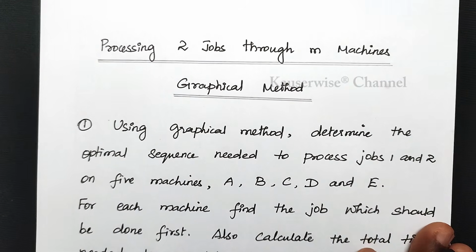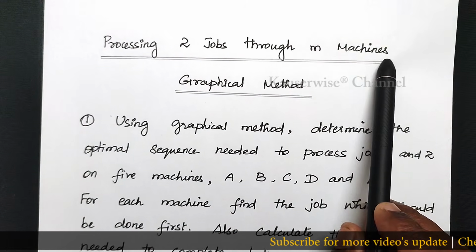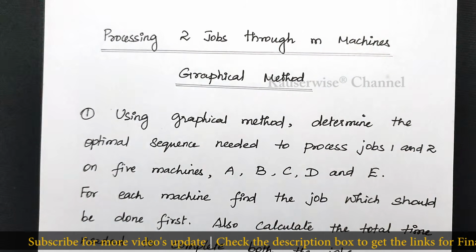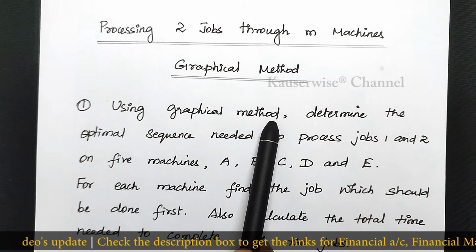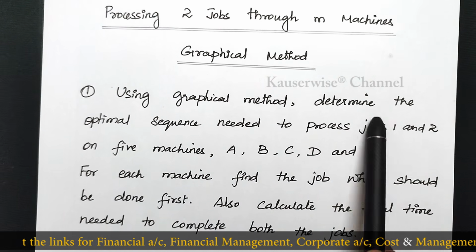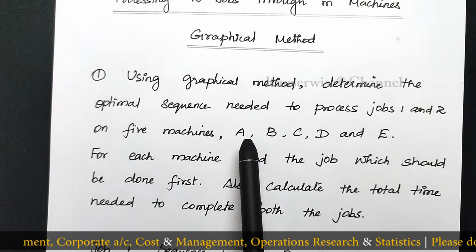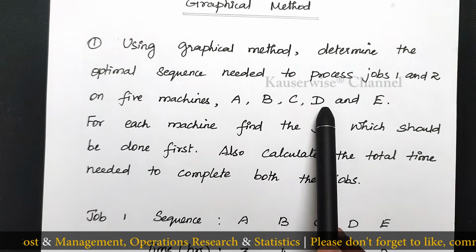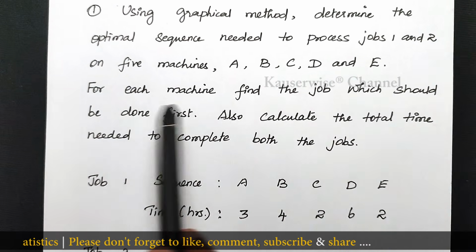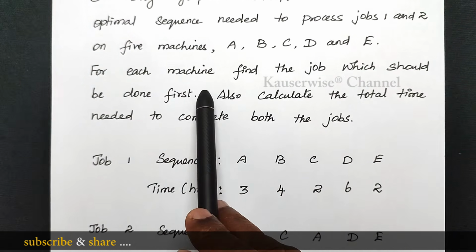Here we have a numerical problem for processing two jobs through M machines. This kind of problem can be solved by using the graphical method only. Using the graphical method, determine the optimal sequence needed to process job 1 and job 2 on 5 machines. Here we have 5 machines A, B, C, D and E. For each machine, find the job which should be done first, that is job 1 or job 2, that we have to find out.